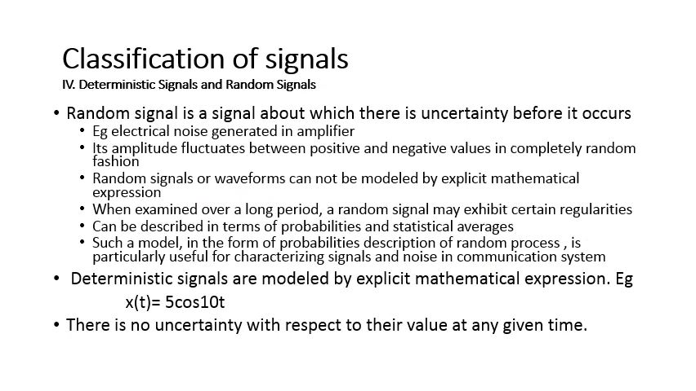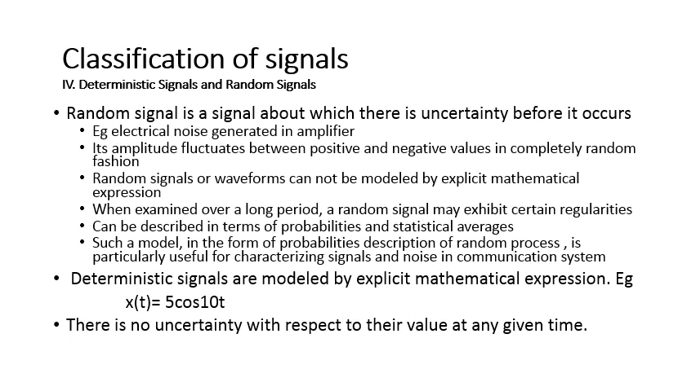Then the fourth category of the classification of signals is whether the signal is deterministic or random. We will not take a lot of time on this classification. Here we define a signal to be random if there is uncertainty before it occurs. Examples include the electrical noise generated in an amplifier. The amplitude of the noise fluctuates between positive and negative values in a completely random fashion. Random signals or waveforms cannot be modeled by an explicit mathematical expression, and we use probability theory.